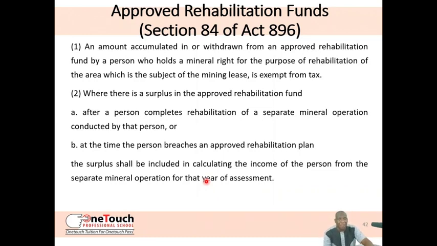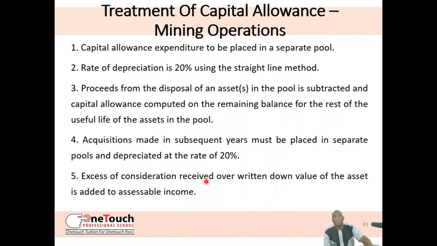Income for the year. Okay. So now let me take you through the treatment of capital allowances under mineral operation. I want to say that it doesn't change from petroleum. It's the same way that we do for petroleum. That's the same way we treat capital allowances under our mineral operation.